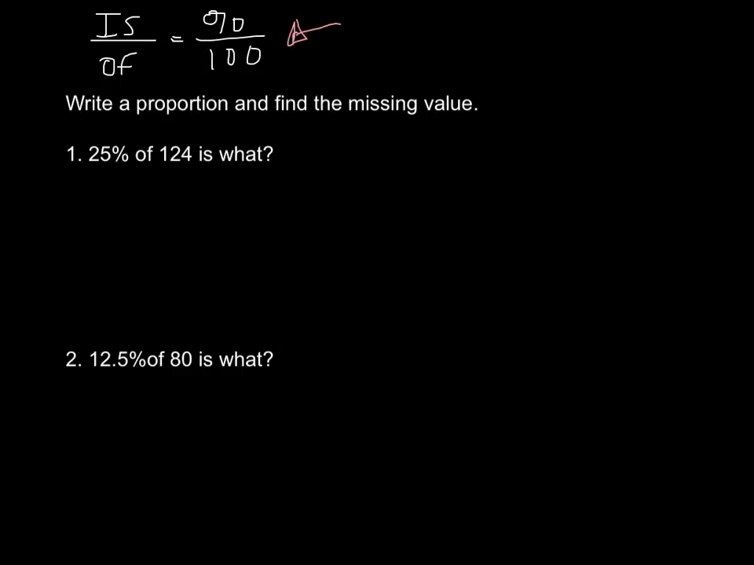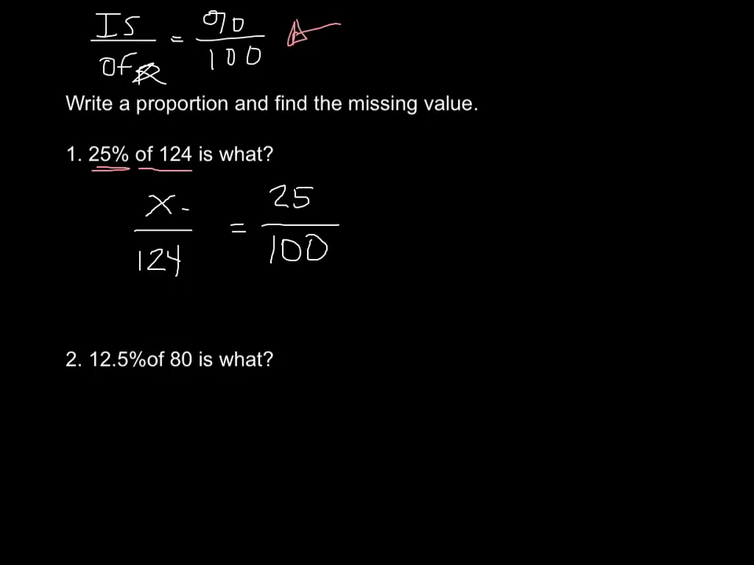Write a proportion and find the missing value. 25% of 124 is what? Okay, so let's fill out what we know. We know every time we're going to have 100 on the bottom over here. Our percent is going to go on top, so we're going to put 25 on top. Here's our percent right here. Of 124, so where does of go? Well, of goes on the bottom. 124 is going to go on the bottom. There's our of. Is what? Then we are going to put our variable right there. So our is what we need to find.